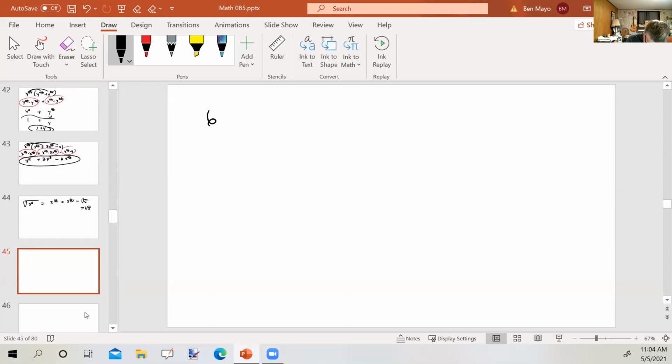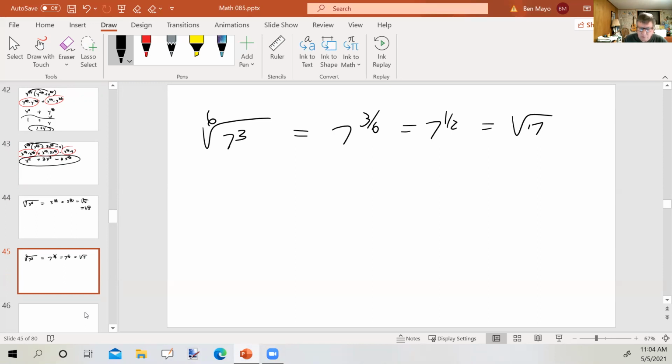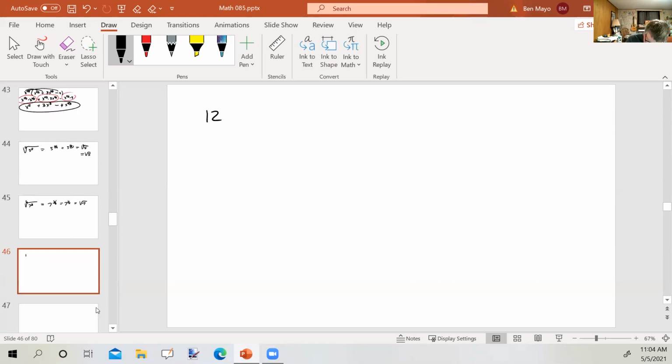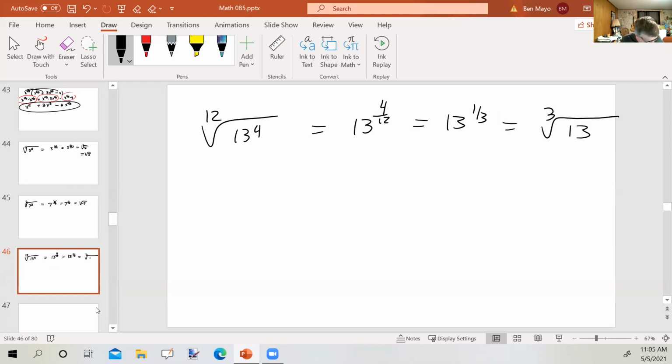How about this? The 6th root of 7 cubed. So that would be 7 to the 3/6 power, which is 7 to the 1/2 power, which is the square root of 7. The 12th root of 13 to the 4th power would be 13 to the 4/12 power, which is 13 to the 1/3 power, which is the cube root of 13. So converting it into exponential form, reducing the fractional exponent, converting it back into radical form.